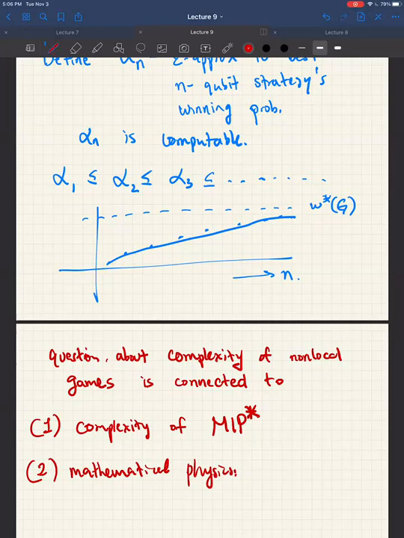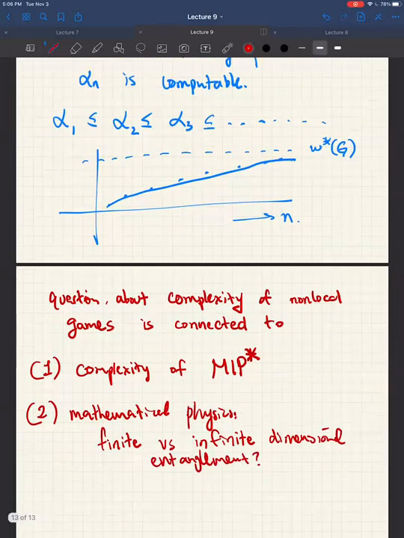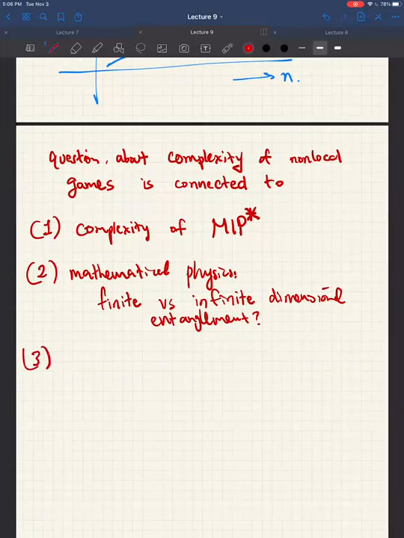Another connection is to mathematical physics. And there, the question that people asked is whether there is a difference between finite versus infinite dimensional entanglement. Difference in a useful sense. Like, is there something that you can do with infinite dimensional entanglement that you cannot do with finite dimensional entanglement? And there's a third connection, which doesn't even involve any physics at all, but talks about functional analysis.